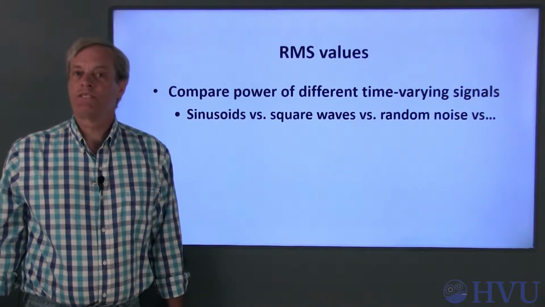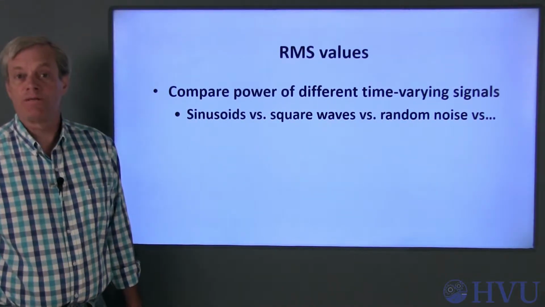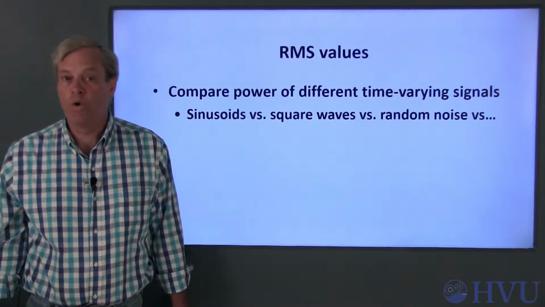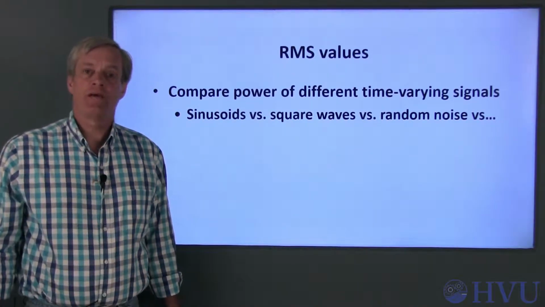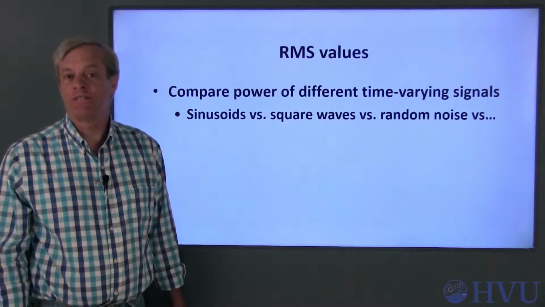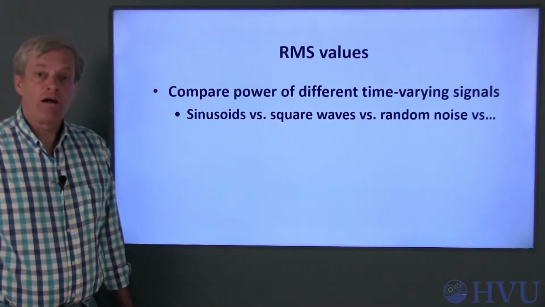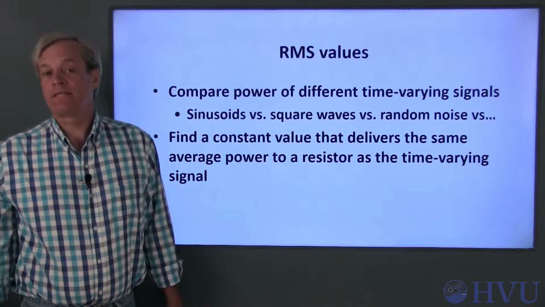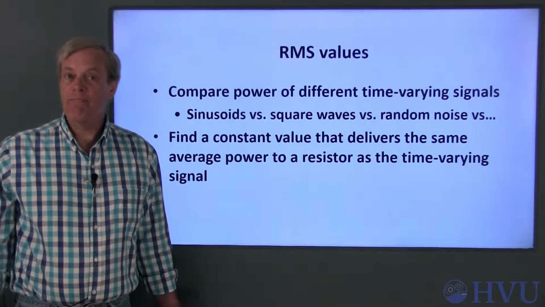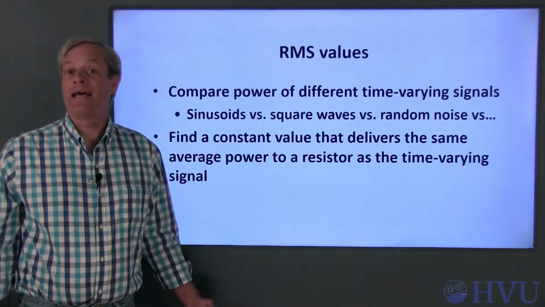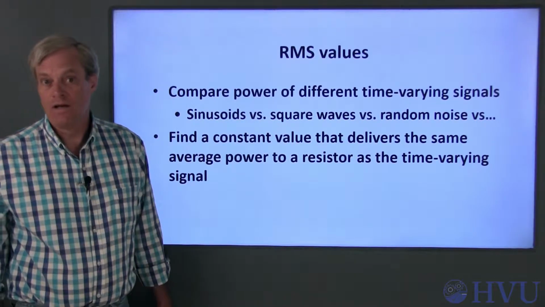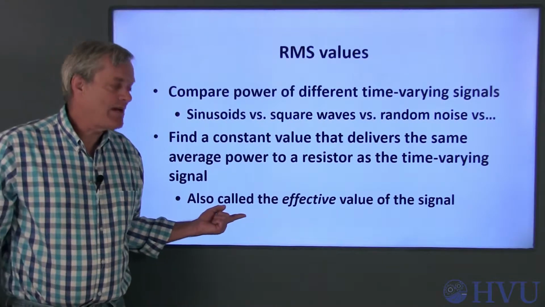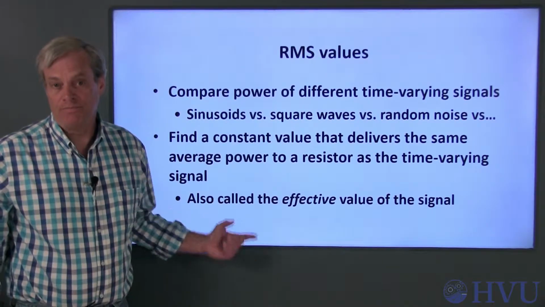RMS levels give us a simple way to compare different types of time-varying signals, such as square waves, sinusoids, or random noise. This comparison is based on the average power of the signals of interest. The RMS level of a time-varying signal corresponds to a DC, or constant value, that delivers the same average power to a resistor as the time-varying signal does. RMS values of signals are sometimes referred to as the effective value of the signal.